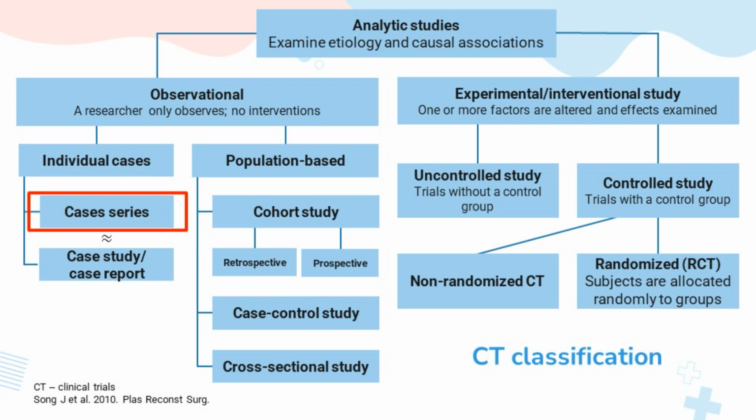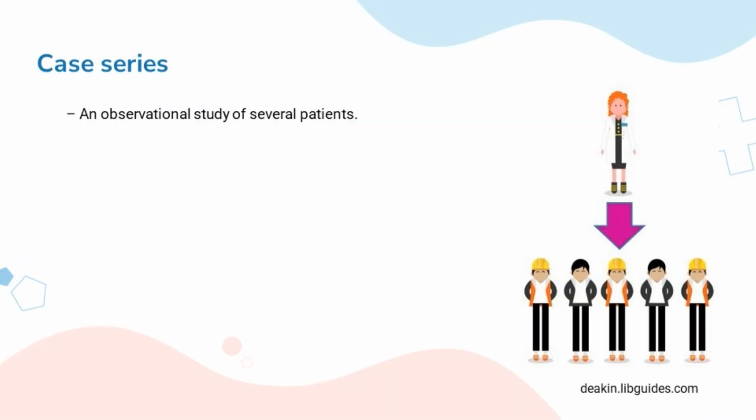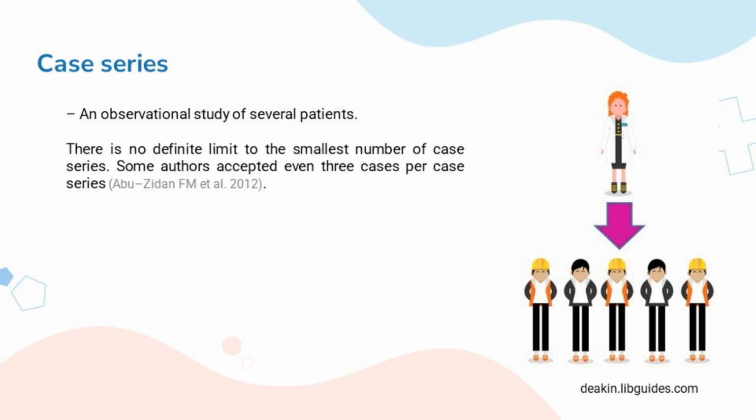From case study, we are moving to case series. A case series is an observational study that looks at a group of patients with a similar condition. There is no strict minimum number of cases required for a case series, though some studies may include as few as 3 cases. Case series are commonly used to describe the clinical features of a disease.